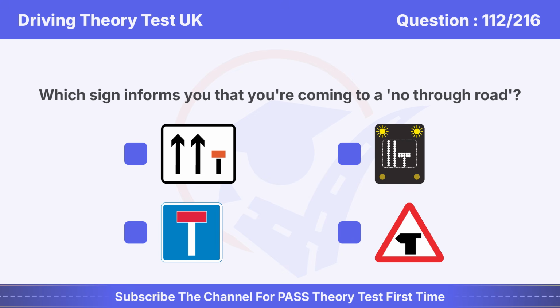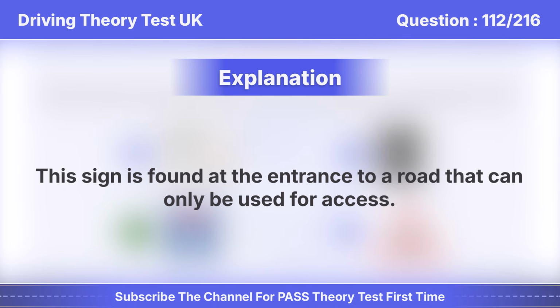Question 112. Which sign informs you that you're coming to a no-through road? Answer is C. This sign is found at the entrance to a road that can only be used for access.